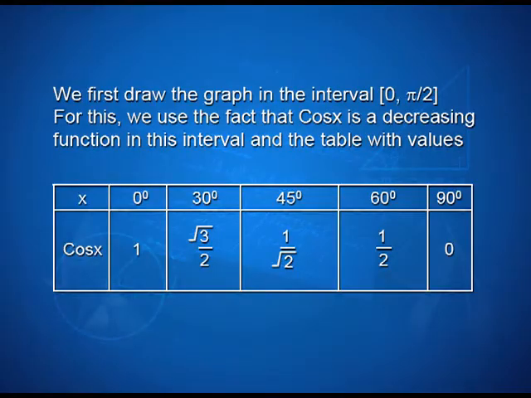Now, let us take the graph of the function y equal to cos x. Since cos x is a periodic function with period 2 pi, it is sufficient to draw the graph in the interval 0 to 2 pi. For this, we first draw the graph in the interval 0 to pi by 2, and we use the fact that cos x is a decreasing function in this interval, and the table with values: cos 0 is 1, cos 30 degrees is root 3 upon 2, cos 45 degrees is 1 upon root 2, cos 60 degrees is 1 upon 2, and cos 90 degrees is 0.